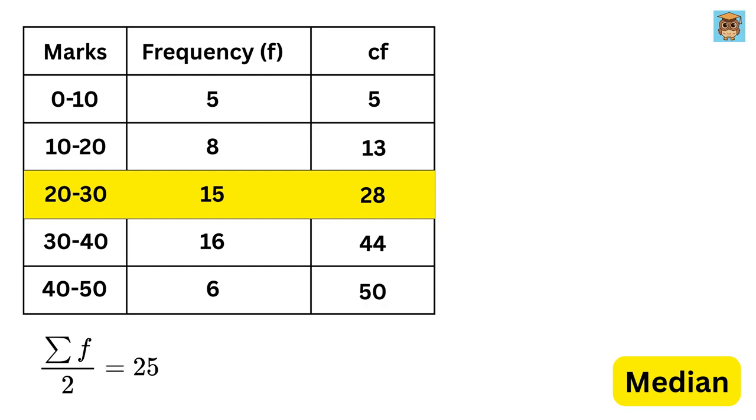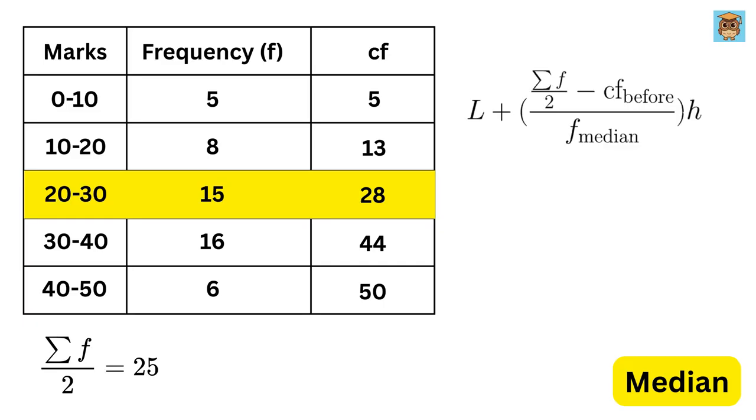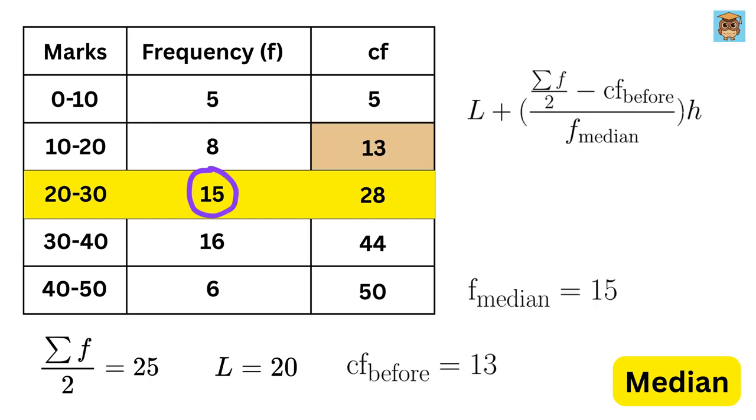To find the median, we use the formula: lower boundary of median class plus half of sum of frequency minus cumulative frequency before median class, divided by frequency of median class, times class width, or h. In this case, the lower boundary of the median class is this value, or 20. Then half of the sum of f is 25. Then the cumulative frequency before the median class is this value, or 13. Next, the frequency of the median class is this value, or 15. And finally, the class width is this upper boundary minus lower boundary, or 30 minus 20, or 10.